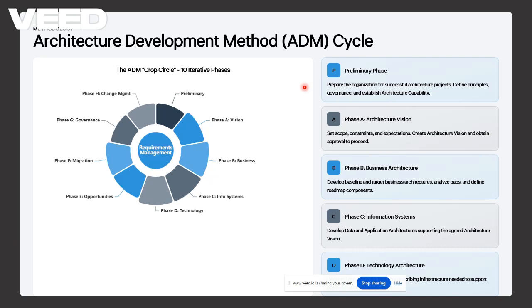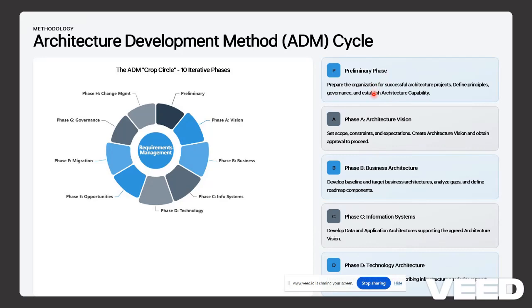I'm going to explain each phase and how it works, then what the main inputs and outputs of each phase are. I will go into details in the next video. Now, first understand the definition of the ADM life cycle.